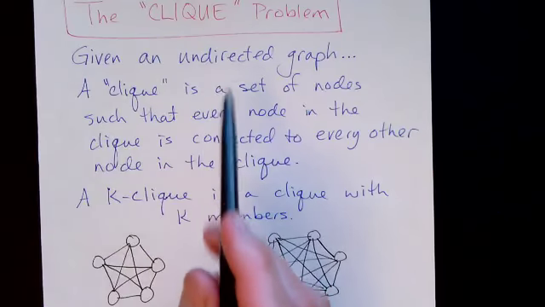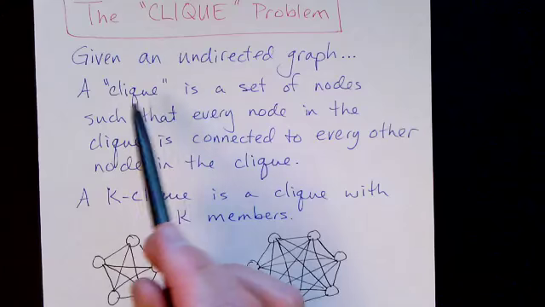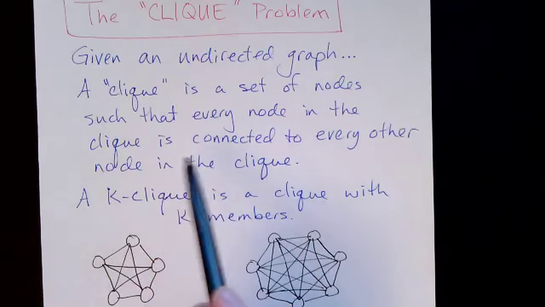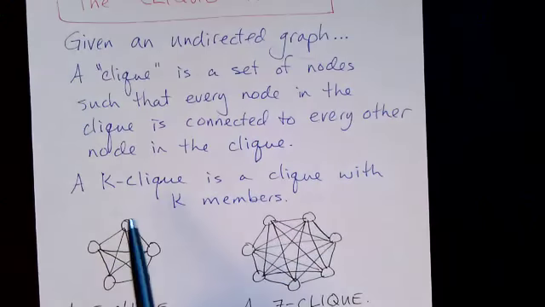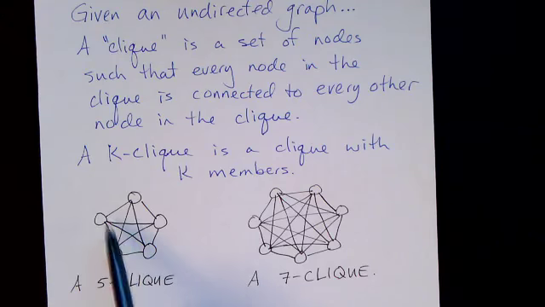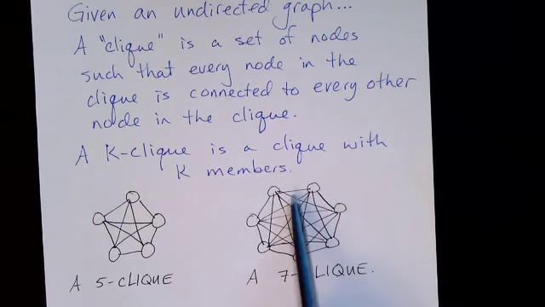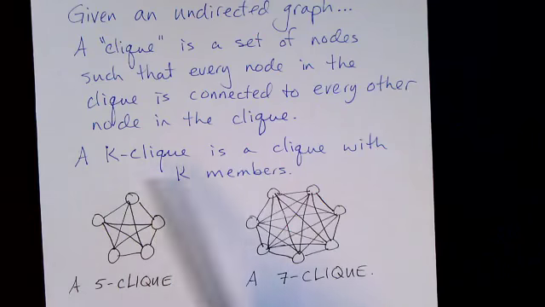Given an undirected graph, and here we're using undirected edges, so you see no arrowheads down here, a clique is a set of nodes such that every node in the clique is connected to every other node in the clique. So here is an example down here. Here we have what we call a 5-clique. We have 5 nodes, and every node is connected to the other 4 nodes. Here we have a 7-clique, and we have 7 nodes, and every node is connected to the other 6 nodes: 1, 2, 3, 4, 5, 6 edges coming out of every node. And in general, we can say a k-clique is a clique with k members. So this is a 5-clique, this is a 7-clique.